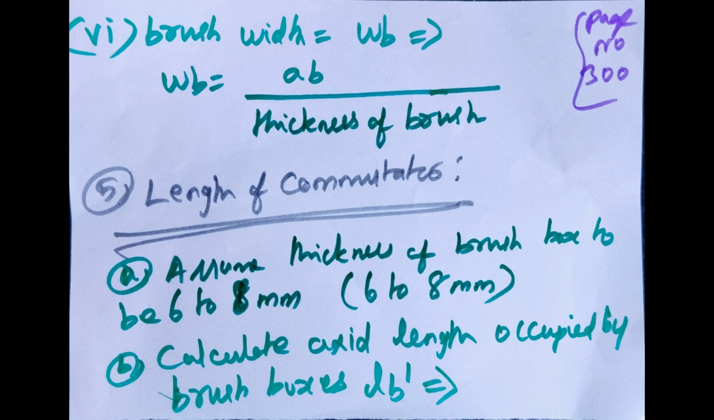Design of commutator and brushes. Fourth step, number of brushes per spindle. Fourth point: contact area per brush is equal to AB. AB is equal to current per brush, that is current density, IB dash divided by NB. Fourth point B: calculate the number of brushes per spindle so that each brush does not carry more than 70 ampere current. Fifth point: brush thickness is equal to 3 into pitch of commutator.